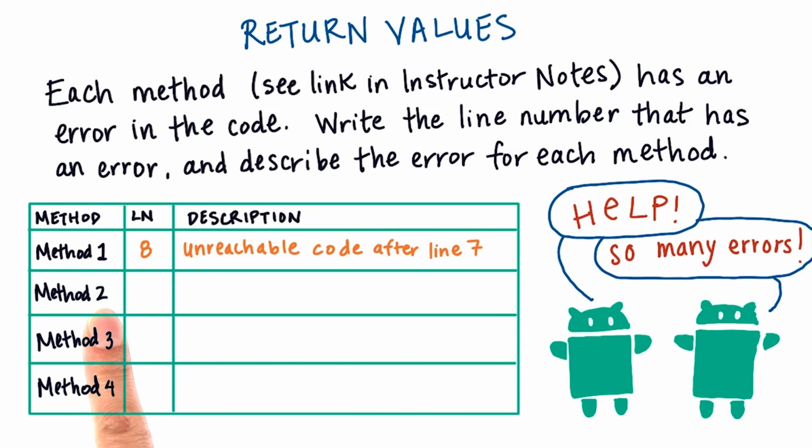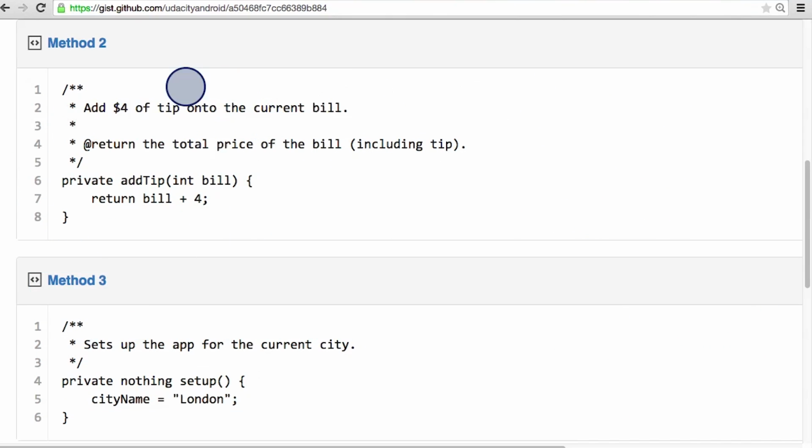Okay, so let's do method 2 now. The second method is about adding $4 of tip onto the current bill. The current bill is an input parameter and the data type is integer. The return value of the method should be the total price of the bill with that $4 of tip included.